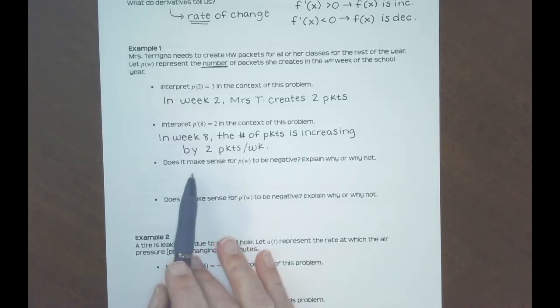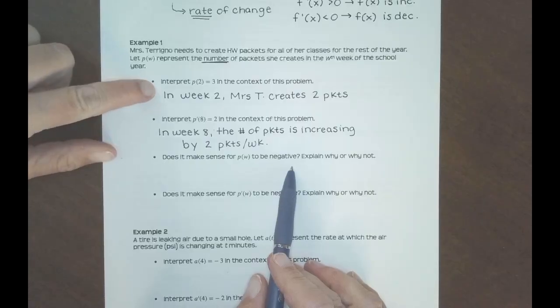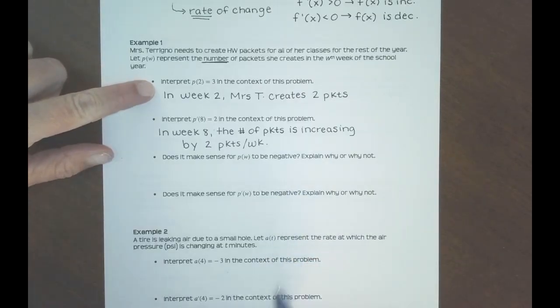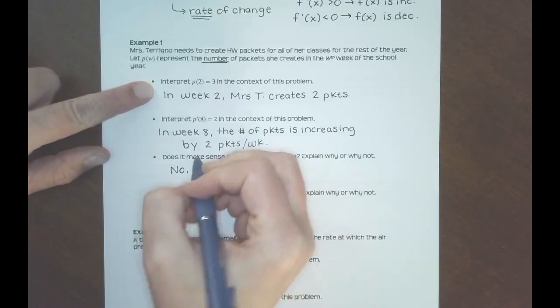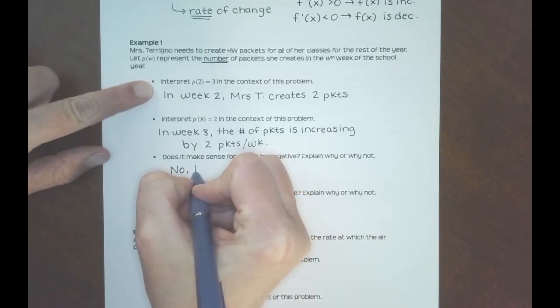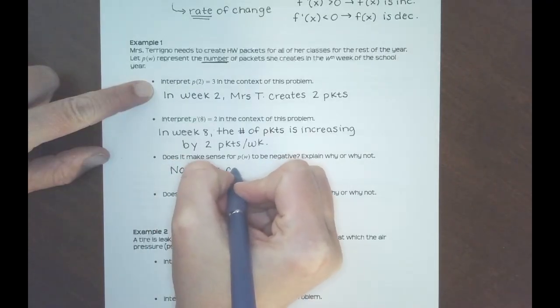Okay. Does it make sense for P of W to be negative? Remember, P of W is talking about the number of packets. And no, that does not make sense to be negative. There can't be a negative number of packets. That doesn't make sense.